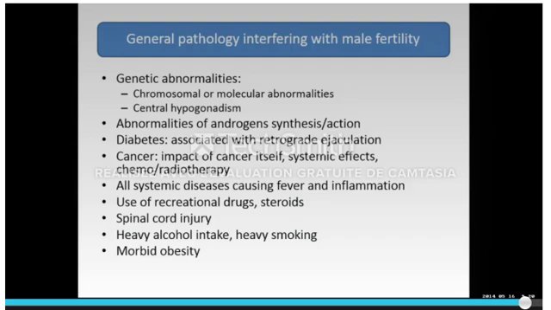Heavy alcohol intake, heavy smoking, and I'm very interested in smoking, and this does result in sperm alteration, and morbid obesity.